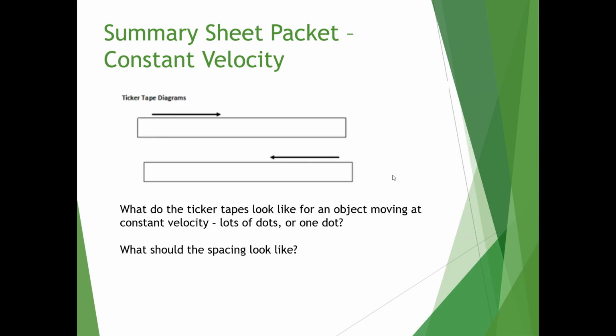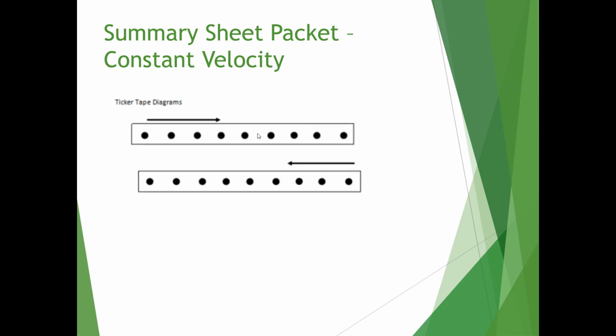So ticker tapes. What do they look like for an object moving at constant velocity? Are you going to have lots of dots or one dot? Hopefully you answered lots of dots. So if it's constant velocity and it's starting off over here on the left, what kind of spacing do you think you should have? Equivalent spacing, equal spacing. So you're going to put a number of dots and they're going to be equally spaced. The closer they are together, the slower the velocity would typically be. And the farther apart they are, showing they traveled farther during that time interval, the faster it's going to be. So I just did these at equal spacing, just to have an idea.